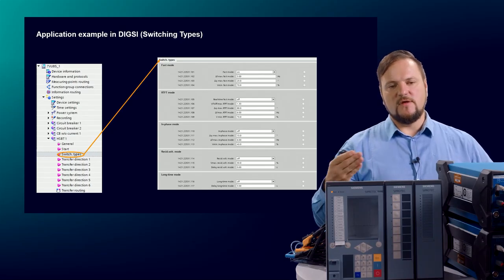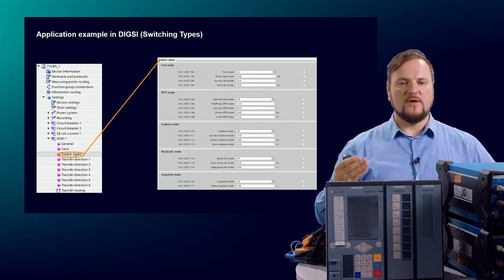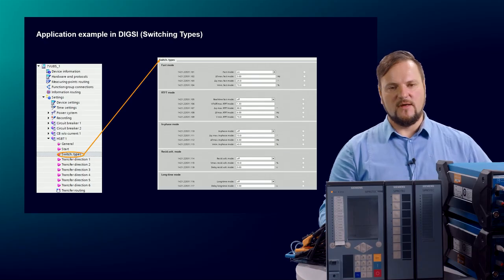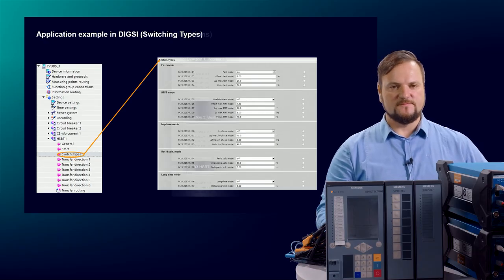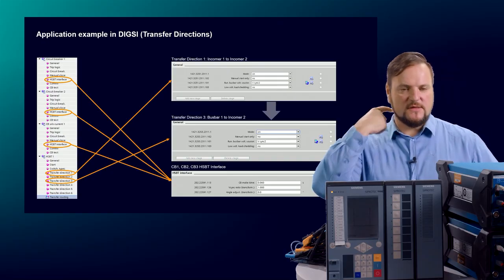So that means if your application requires only fast mode, real-time fast mode, and in-phase mode, you can switch off the other long-time and residual voltage mode. So, and how is this functionality working together?